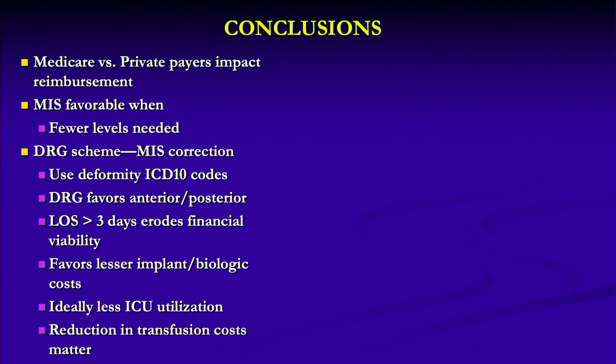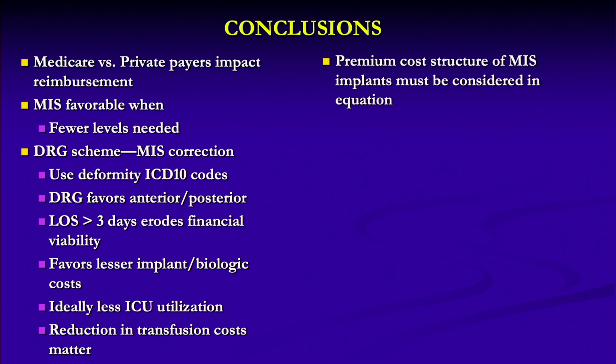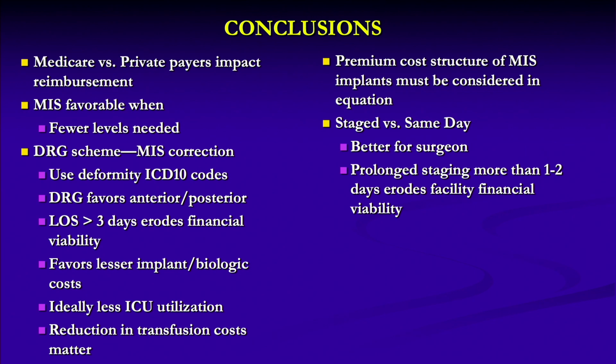The implant and biologic costs are very dynamic. They've changed dramatically over the past couple decades, and I'll have to tell the implant companies that. In the end, it's going to help us be sustainable. We'll be able to continue to take care of these patients if we can partner in that. In general, the less we use the ICU, the better for these patients. It's a huge cost driver in these hospital stays. And then we can reduce the transfusion costs and skilled nursing facility needs. The premium cost structure of MIS surgery implants has to be considered in this equation. So partnering and understanding that within your health system or hospital is really important so that you can be a good steward to health economics.